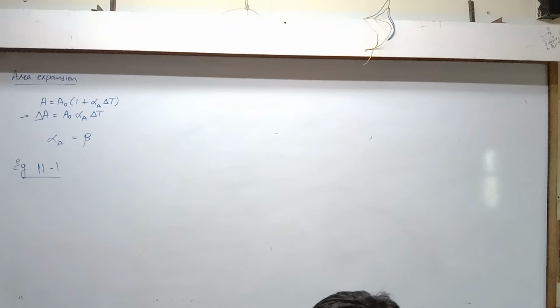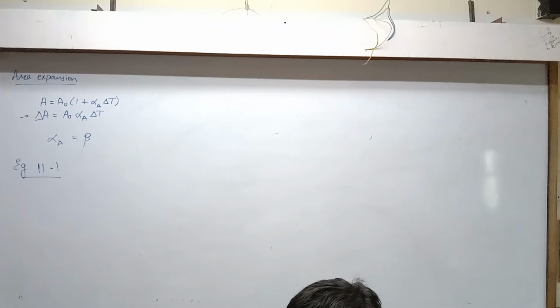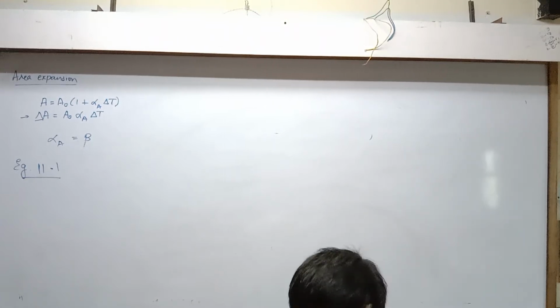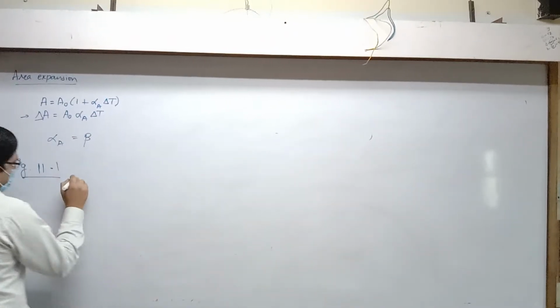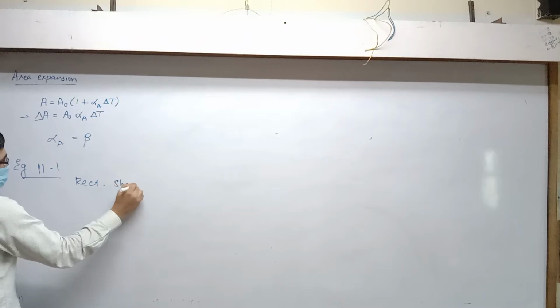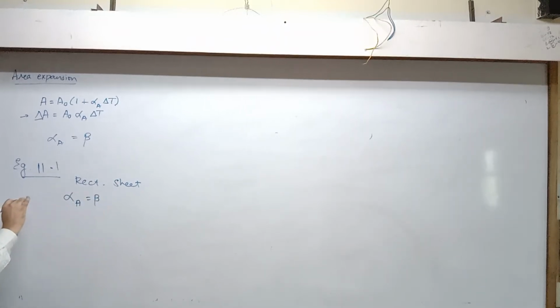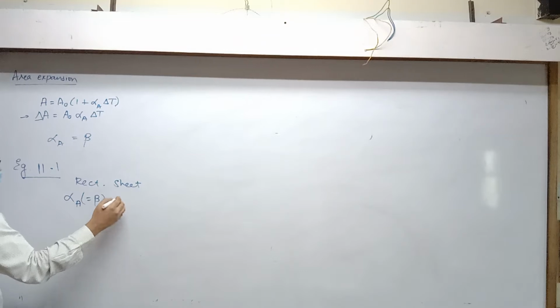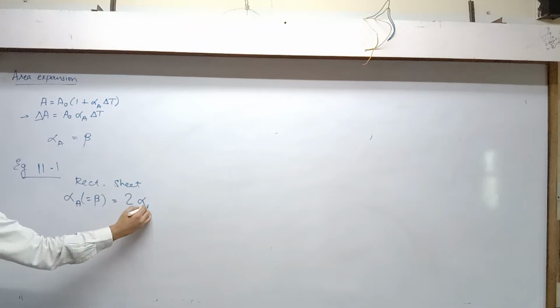Show that the coefficient of area expansion, that is delta A by A upon delta T, of a rectangular sheet of solid, is twice its linear expansivity. So basically it is asking you to prove that if you take a rectangular sheet, then its coefficient of area expansion, that is alpha_A or beta, they call it, right? That is twice the linear expansion coefficient alpha.